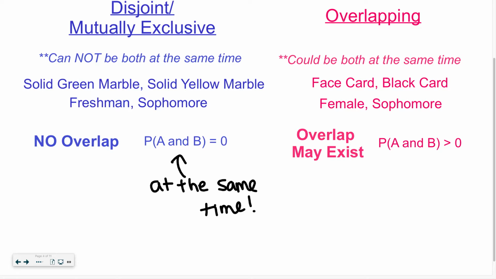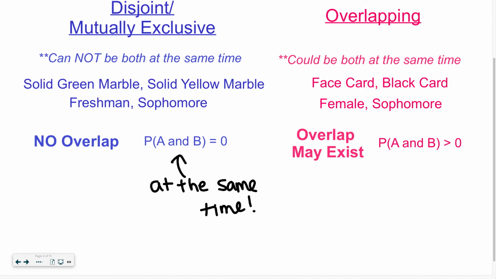Okay, now think about those two probability statements I have at the bottom and why they make sense. If we're talking about disjoint or mutually exclusive events, they are events that cannot be both at the same time, not possible. Therefore, the probability of A and B occurring at the same time should be equal to 0. That's the worst probability there is. You should never give me a negative probability answer, right? That doesn't make sense. 0 is as low as it gets.